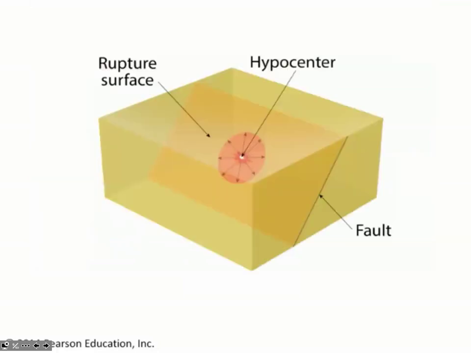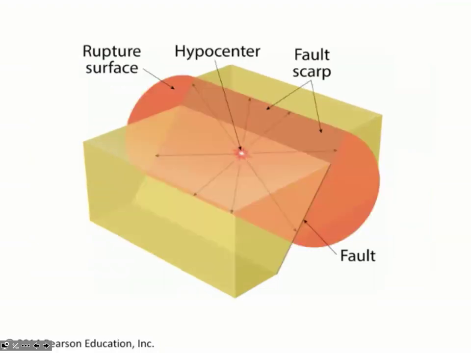So we start off with this movement occurring along the hypocenter. A little bit of movement takes place, then it sort of spreads out along the fault plane from that point. The rupture surface grows. And if you have enough of a rupture surface, it might intersect the surface of the Earth, and you end up developing a fault scarp. So the fault scarp is this surface right here where the actual surface of the fault plane is exposed.